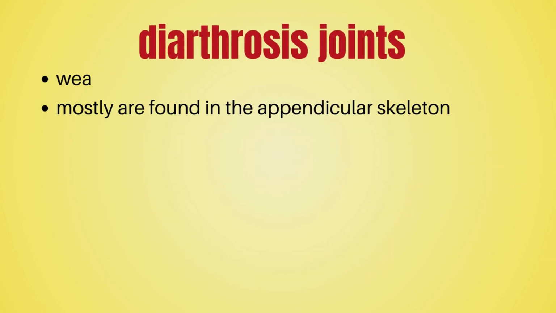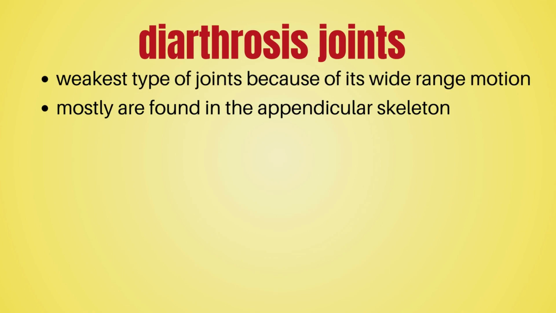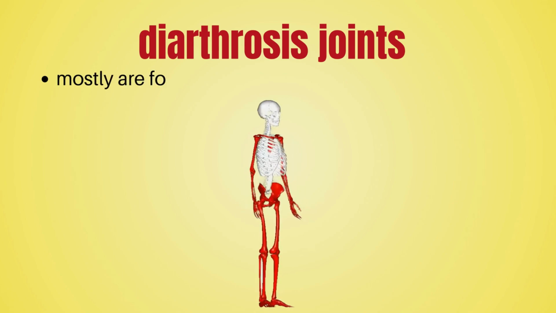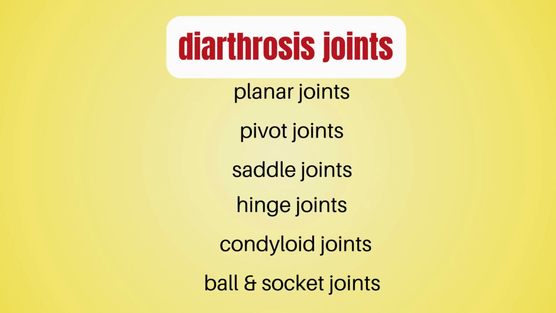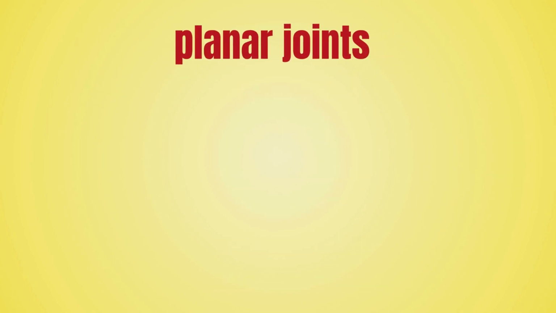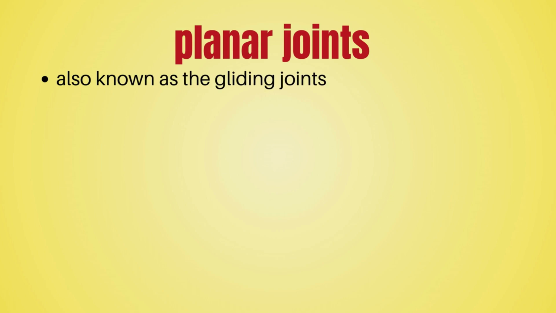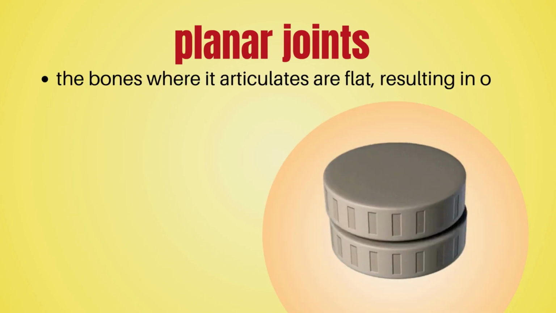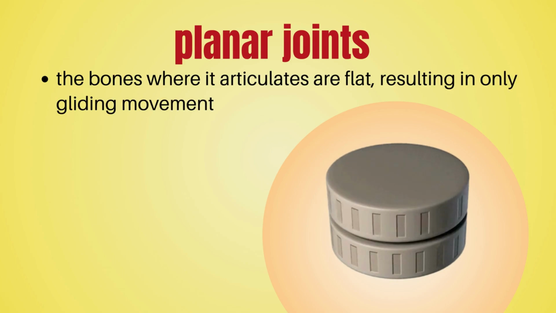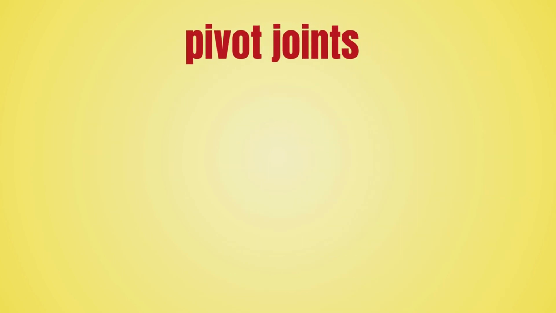Diarthrosis is also considered the weakest type of joint because of its wide range of motion. They are mostly found in the appendicular skeleton, and there are 6 types of diarthrosis joints. The first one is the planar joint. It is also known as the gliding joint because the bones where it articulates are flat, resulting in only gliding movement. The next one is the pivot joint.